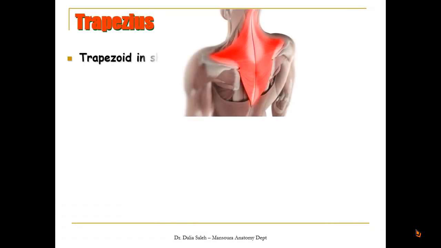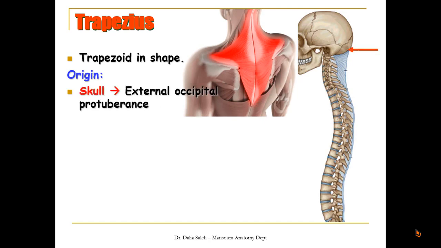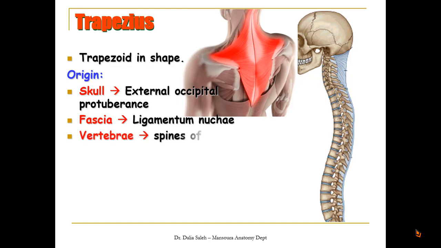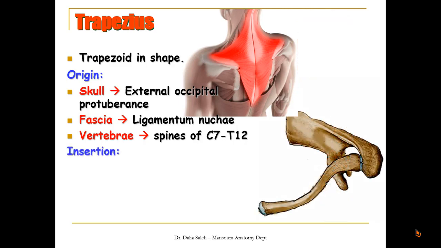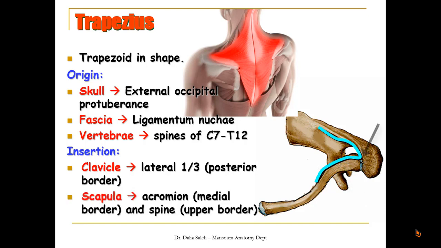The trapezius muscle is trapezoid in shape. It takes origin from the skull at the external occipital protuberance, from the ligamentum nuchae, which is attached to the spines of the cervical vertebrae, then from the spines of the vertebrae from C7 up to T12. It is divided into upper, middle, and lower fibers, inserted into the lateral third of the posterior border of the clavicle, the medial border of the acromion, and the upper border of the spine of the scapula.